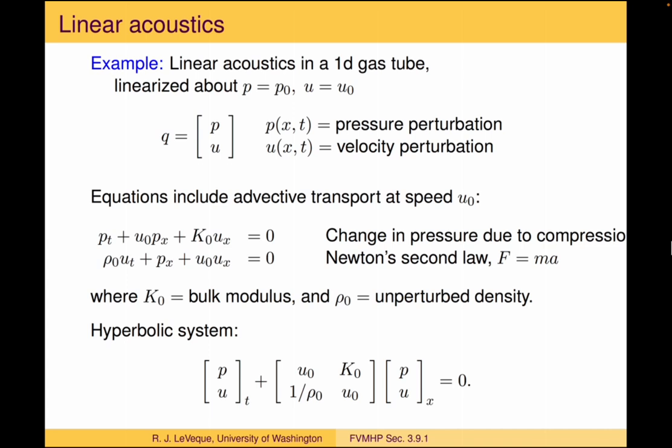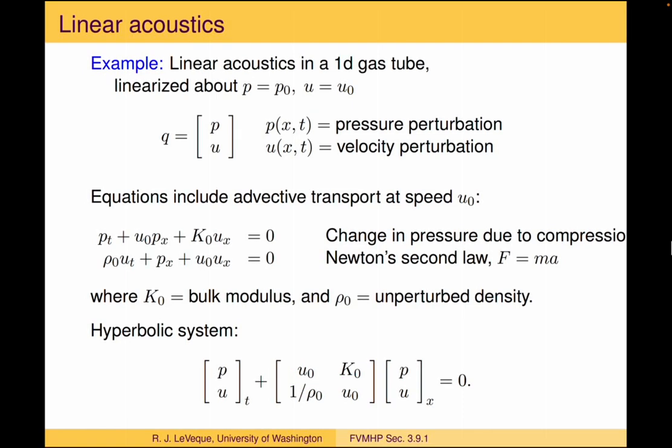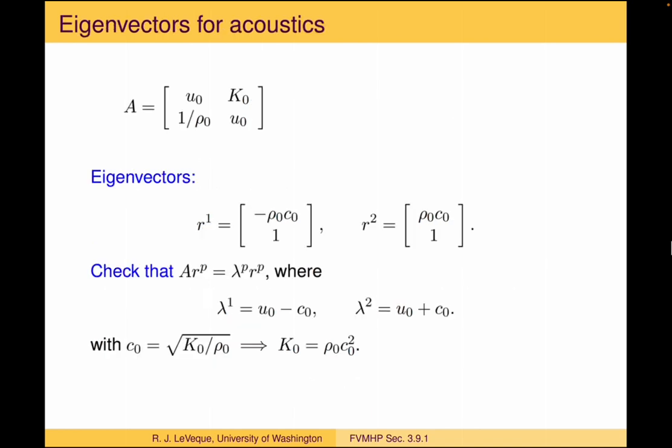So let's look at exactly that same example, but now with a slight variation where we're linearizing about some u0 rather than about zero velocity. We get exactly the same equations, except that there's a u0 on the diagonal now, if you remember from the linearization we looked at. We now need to look at the eigenvalues and eigenvectors of this matrix.